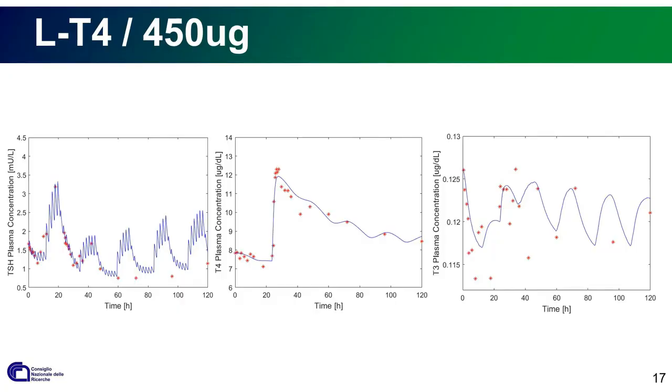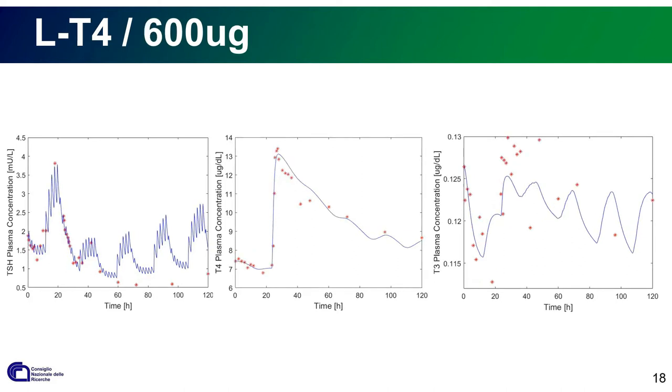The third figure, T3 plasma concentration, doesn't appear so much dependent on the levothyroxine administration, probably because the subjects are euthyroid, so the T3 is already in its physiological range. In this slide, we can see the same, but after an administration of 400 micrograms of levothyroxine, and in this slide the same, but after 600 micrograms of levothyroxine administration.